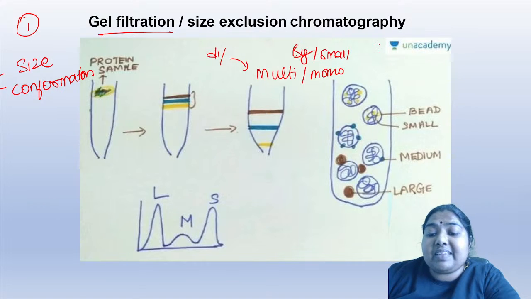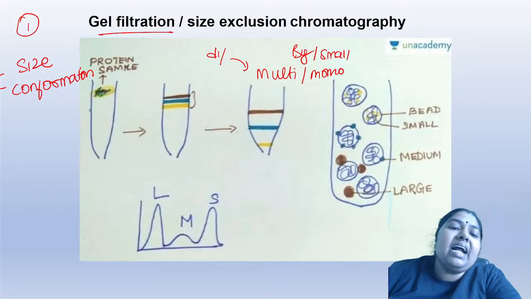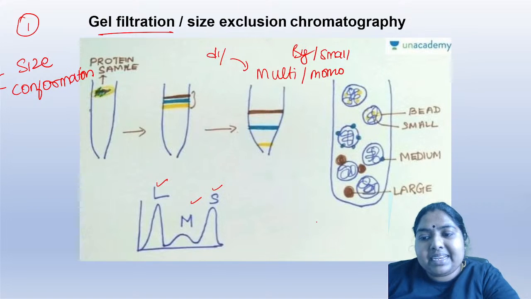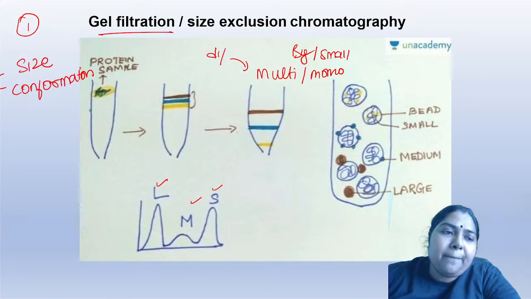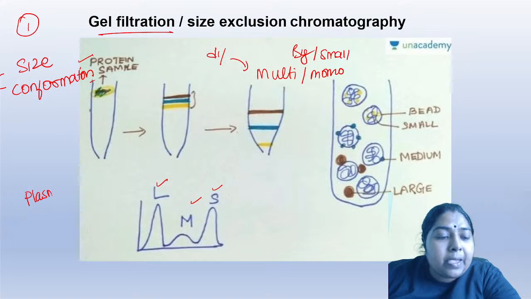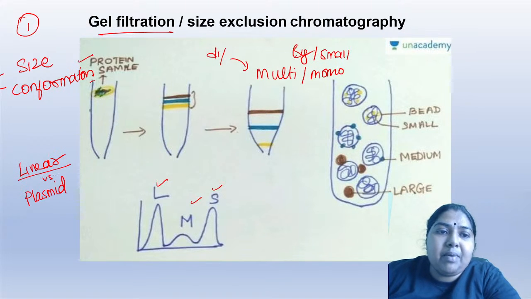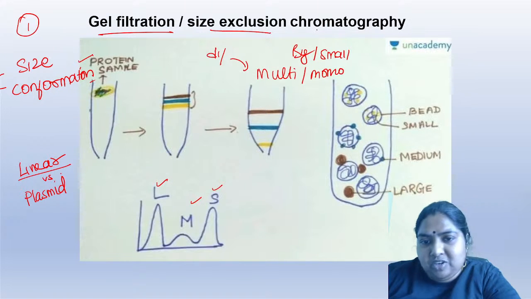So if it is a subunit, a monomer is very small, while a multimer and dimer are going to be pretty big. So based upon the size you can separate them, right? Large, medium and small sized proteins can be separated by using this technique. Apart from separating them based upon the size, there is conformation. For example, if I am having a plasmid and a linear molecule, I can definitely separate them by using this chromatography, gel filtration or size exclusion chromatography.